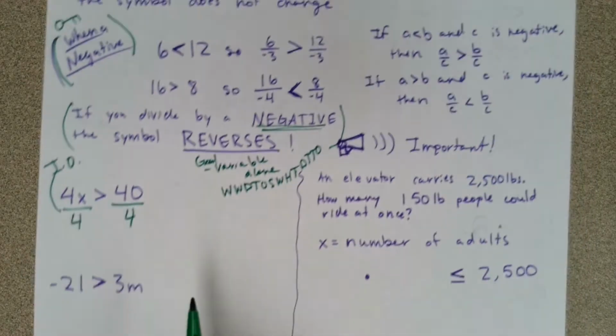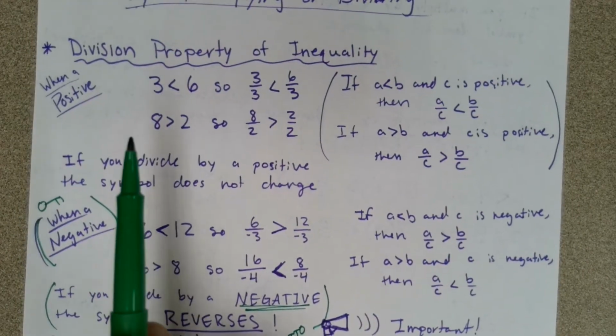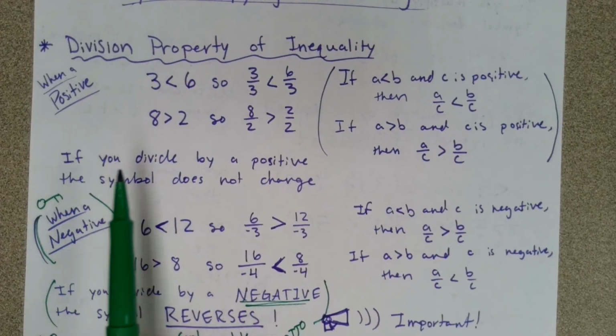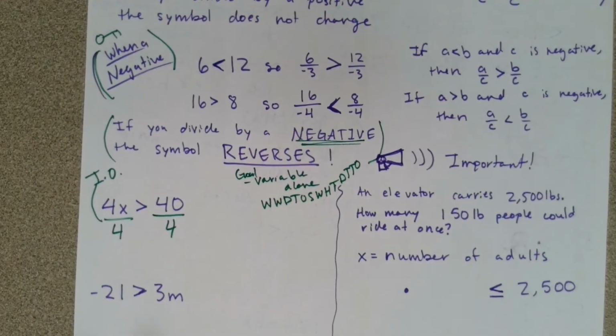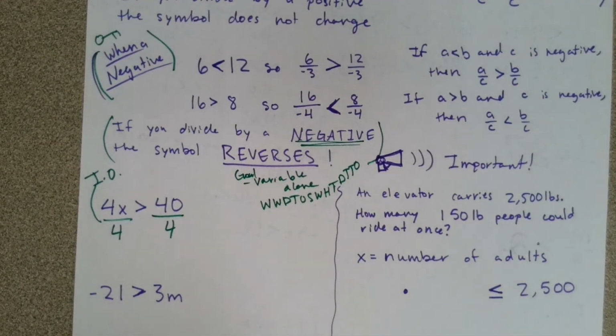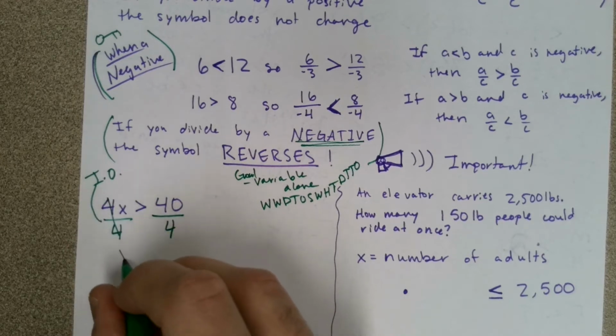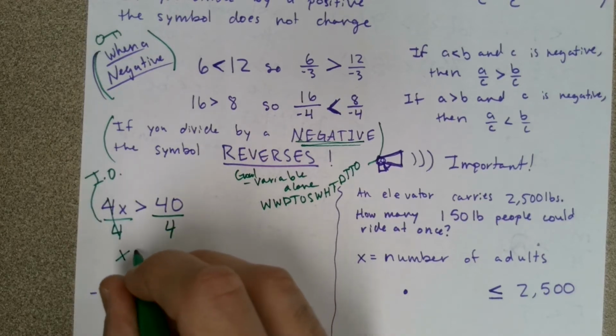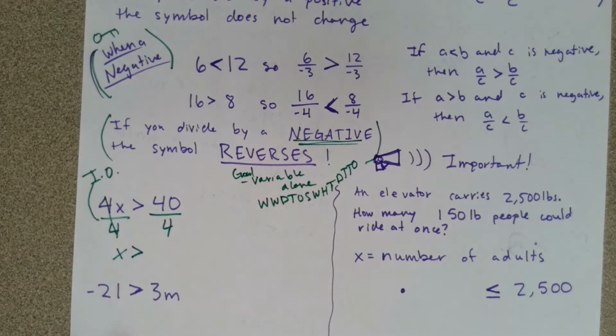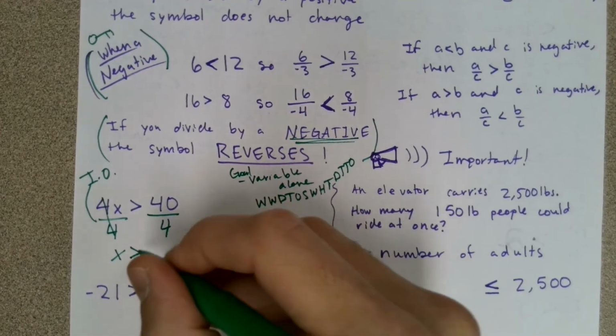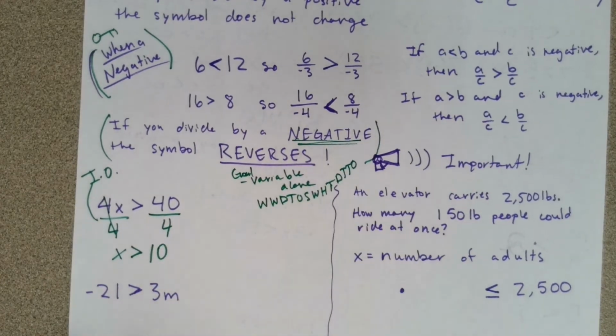Now we go back up and look at our rules. We divided by a positive number. If you divide by a positive number, the symbol does not change. Perfect. We can do this just like we regularly would. These cancel out, leaving us with x is greater than 40 divided by 4. I know that is 10. We did that one just like regular, just like what you know.